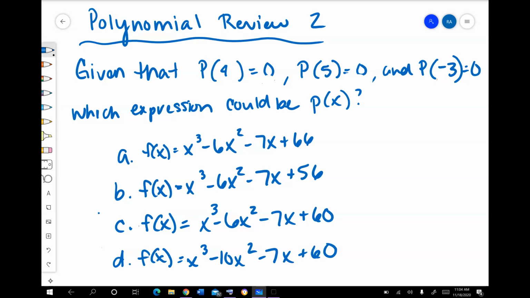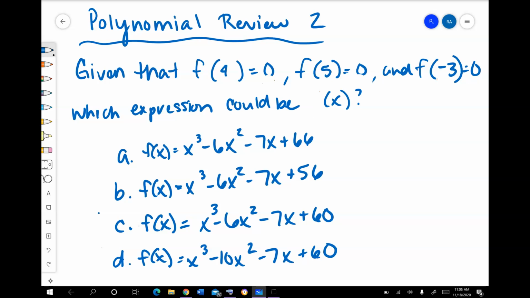So it says, given that f of 4 equals 0, f of 5 equals 0, and f of negative 3 equals 0, which expression could be f of x, okay?